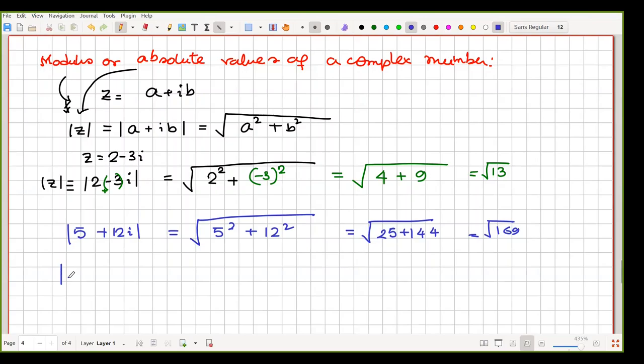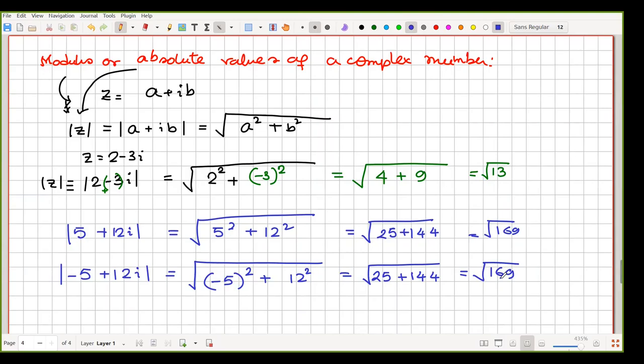Another one, suppose minus 5 plus 12i, its modulus. That one must be the same, because minus 5 whole squared plus 12 squared means the square root of 25 plus 144, which is the same as 169. So what is the meaning of modulus or absolute value?